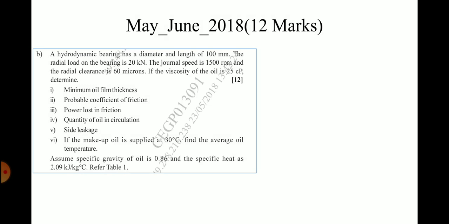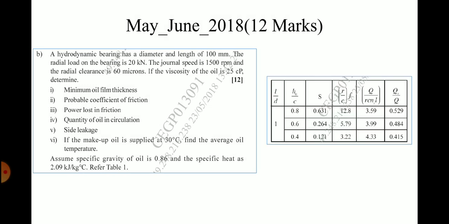And refer table 1. So what is your table 1 now? Yes, the table gives us some data. First is L by D ratio, then H0 by C, S that is Summerfield number, R by C into F that is coefficient friction variable, Q upon RC NSL that is flow variable, and next is QS by Q. H0 by C is also called as eccentricity ratio. So this much data is provided, and from this we have to find out the things. Okay, let us see next now.